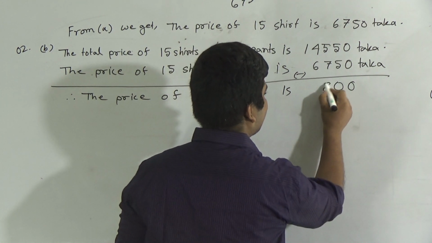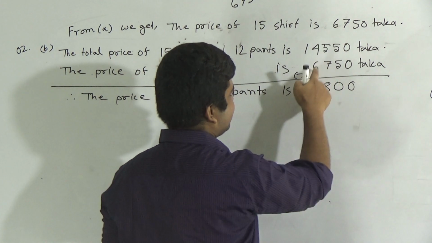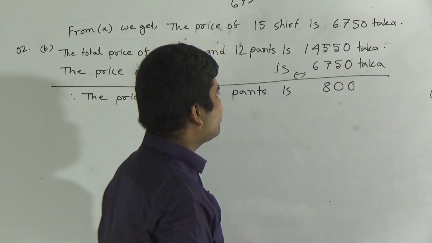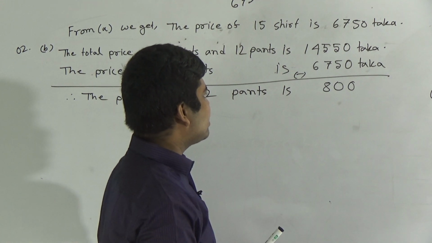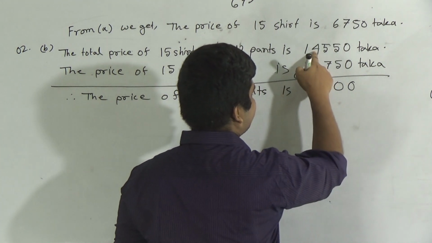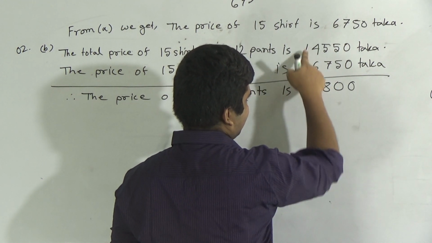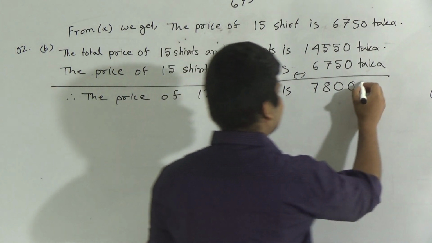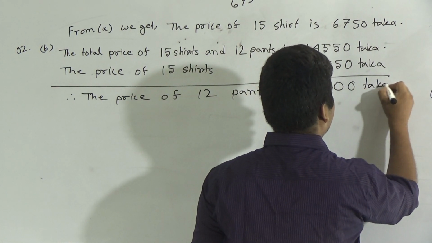So 8, carrying on, this one is added with this 6 and it will be 7. Now 7 to 14 and it will be 7, 8, 9, 10, 11, 12, 13 and 14. So 7. Okay, now this one is added in this section and 1 minus 1, it will be 0. So the price of 12 pants is 7,800 taka.